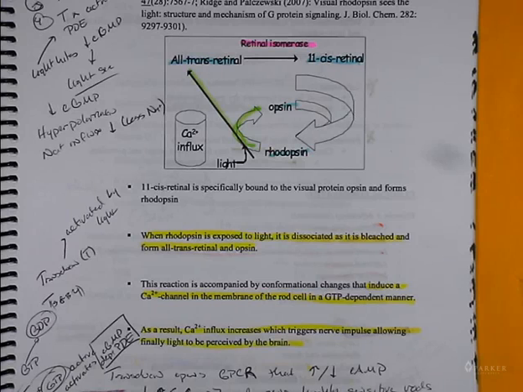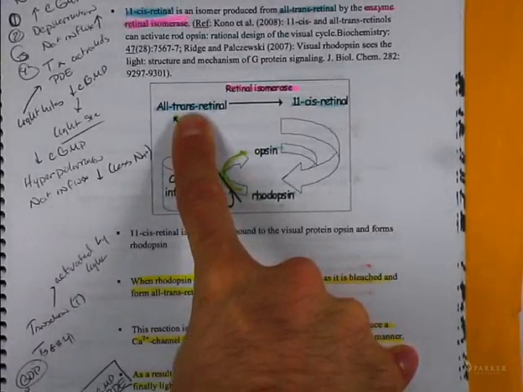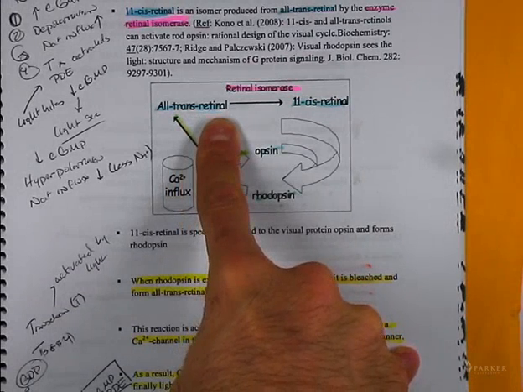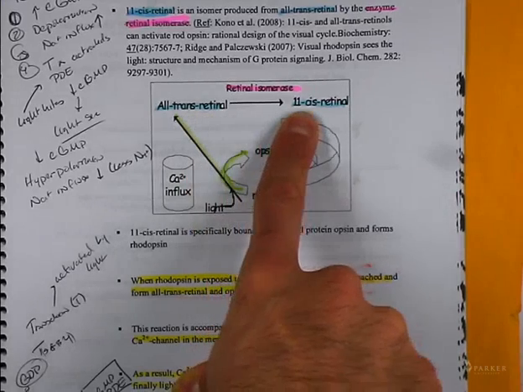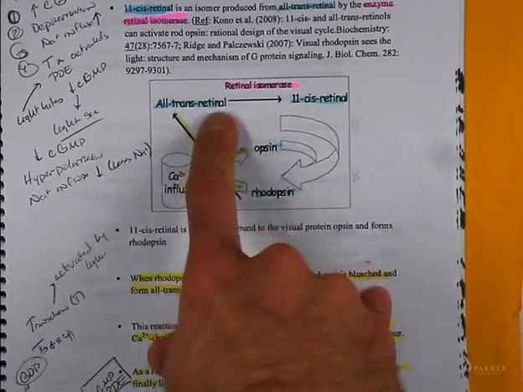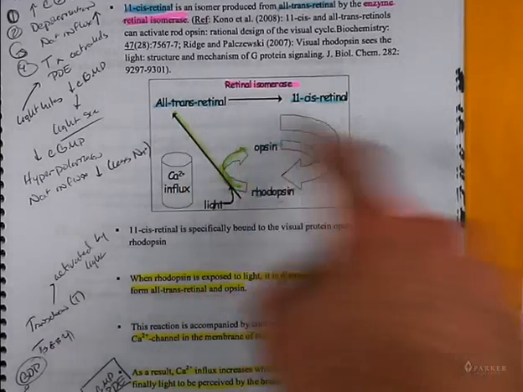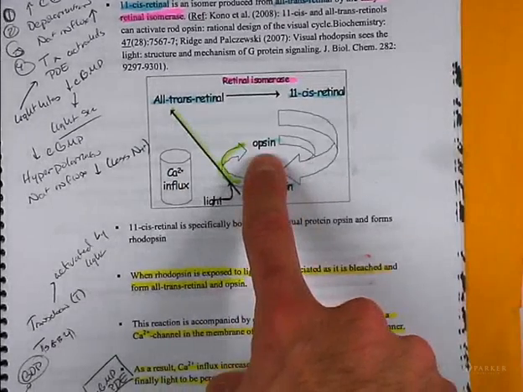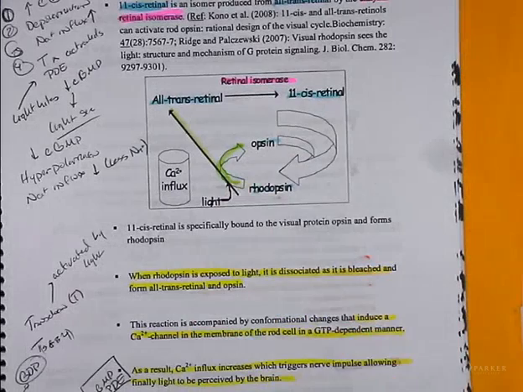So these guys are present in rods, which is why we get rhodopsin, the visual pigment. The first step is all-trans retinal. All that means is all of its double bonds are in the trans position. I'm sorry if I'm saying retinol, it's supposed to be retinal. So all-trans retinal is converted to 11-cis retinal by the enzyme retinal isomerase. Then 11-cis retinal combines with opsin to form rhodopsin.